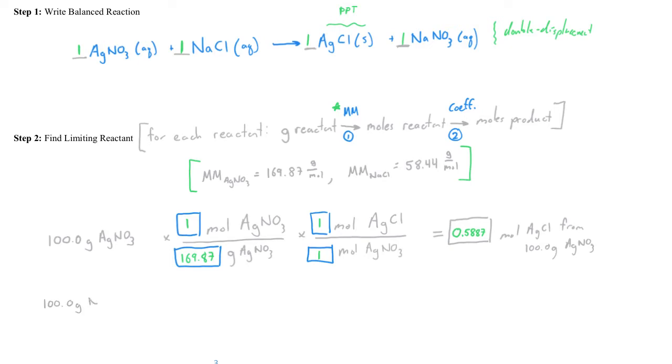We start with our 100 grams of sodium chloride, and we're going to need to convert that first into the moles of sodium chloride. So my first conversion factor will have to have moles of sodium chloride on the top. Now in the second step, I'm going to convert from moles of sodium chloride into moles of the product, which is silver chloride. So my second conversion factor will have moles of silver chloride on the top. Now, going through these steps, I will be left with the moles of silver chloride that could be formed from 100 grams of this second starting material, which is sodium chloride.